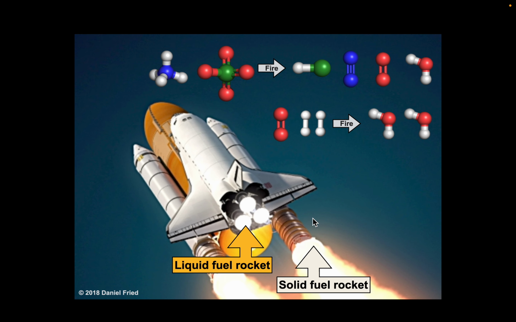So here is the liquid fuel rocket. In the solid fuel rocket, it is combustion. O2 plus H2 equals this. But in this, we have ammonia plus perchloric acid equals hydrochloric acid, oxygen, nitrogen, and water.